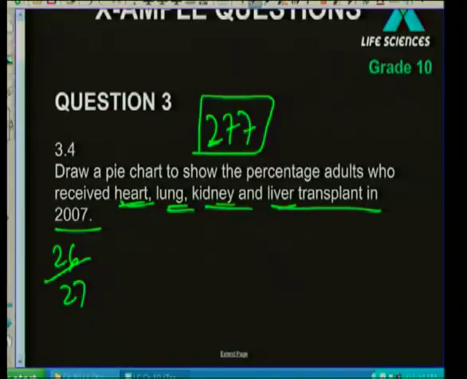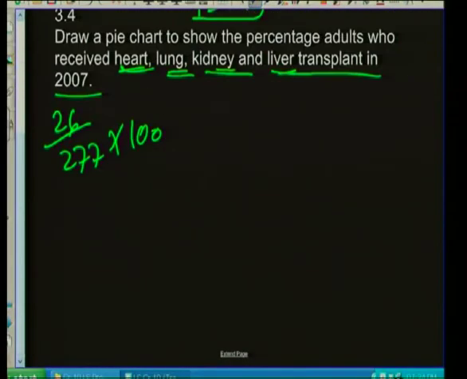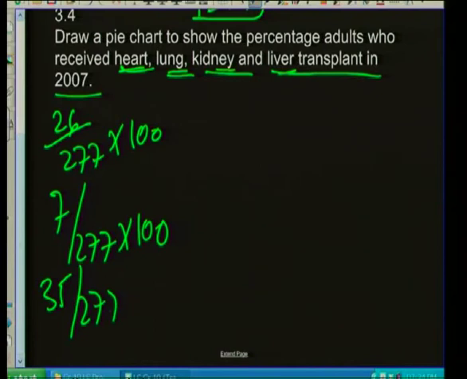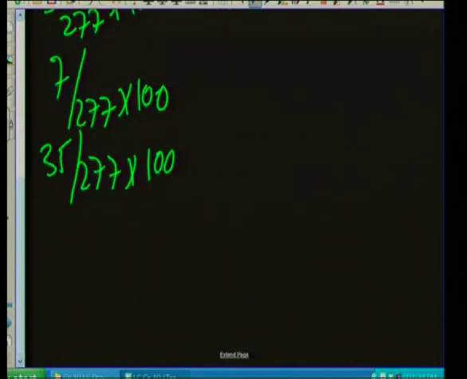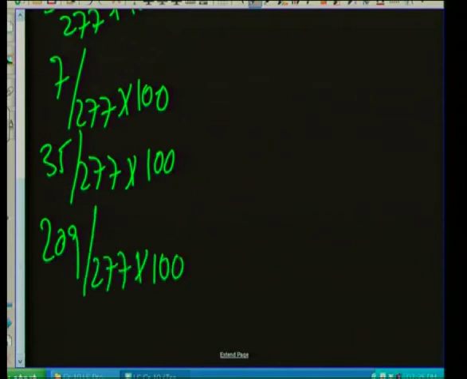So for each one, we first have to work out the percentage. And the first one is 26 out of 277 times 100. The second one would be 7 divided by 277 times 100. The third would be 35 divided by 277 times 100. And the fourth one would be 209 divided by 277 times 100.